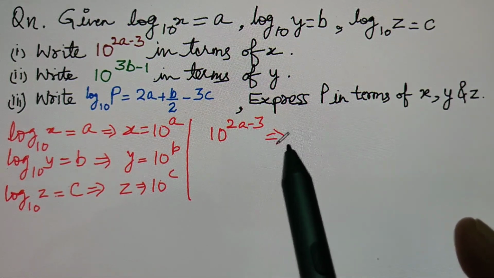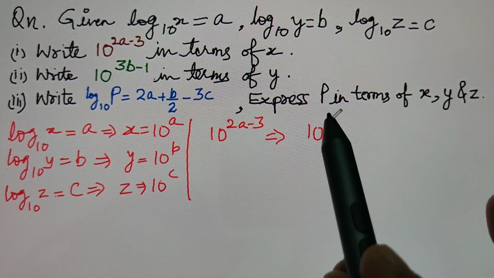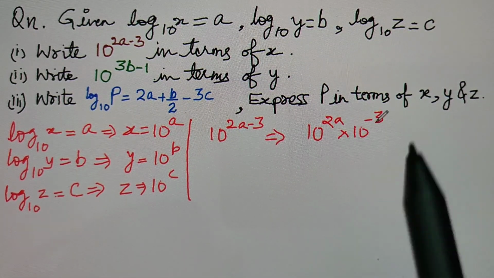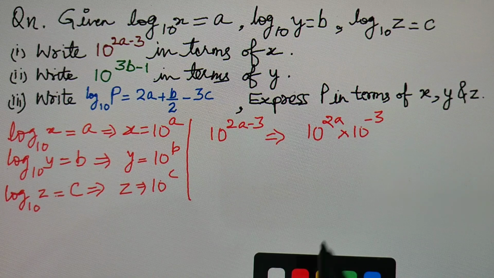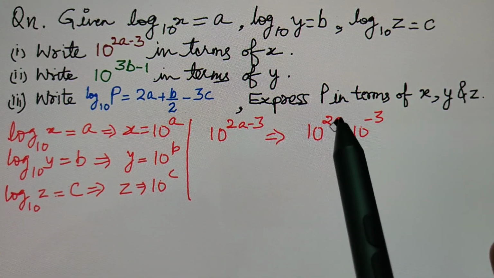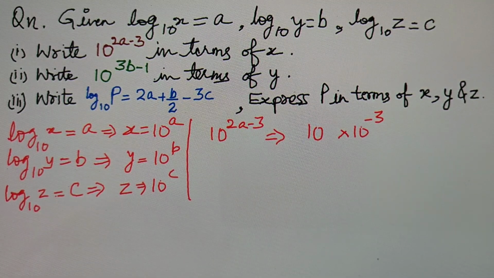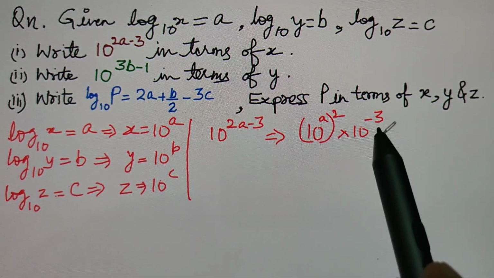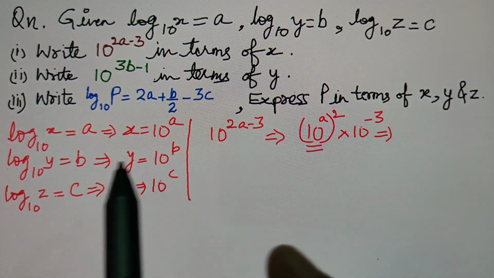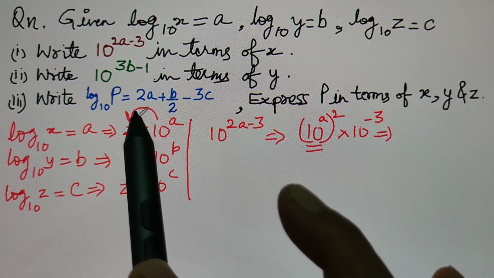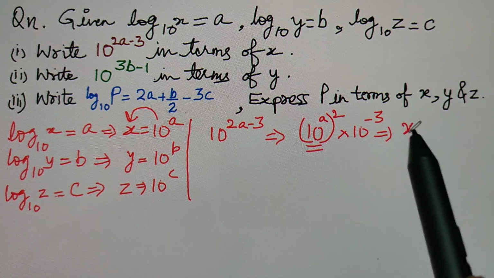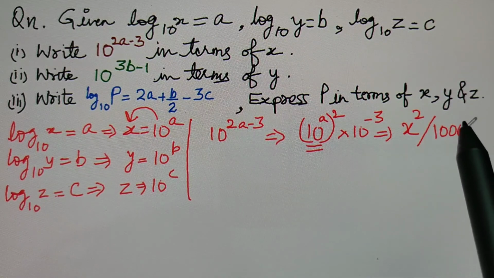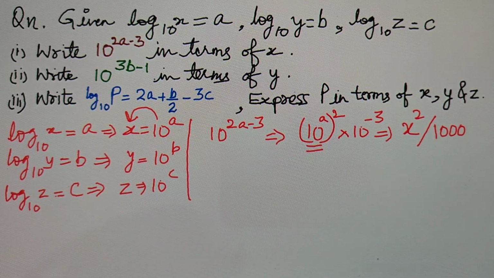Now this can be written as 10 to the power 2a into 10 to the power minus 3. Now this can be rewritten as 10 to the power a whole square. Now what is the value of 10 to the power a? 10 to the power a is x. So this can be written as x square upon 1000. So this is the first part of the question.